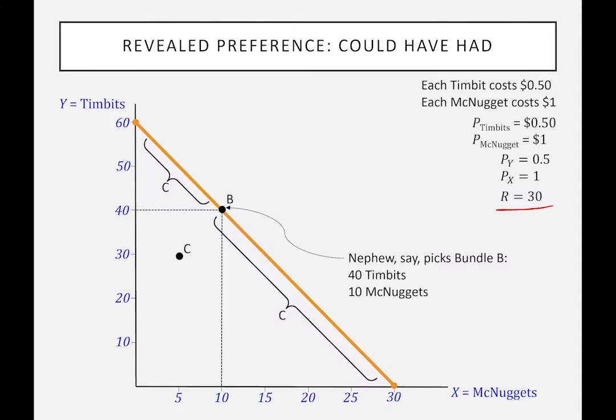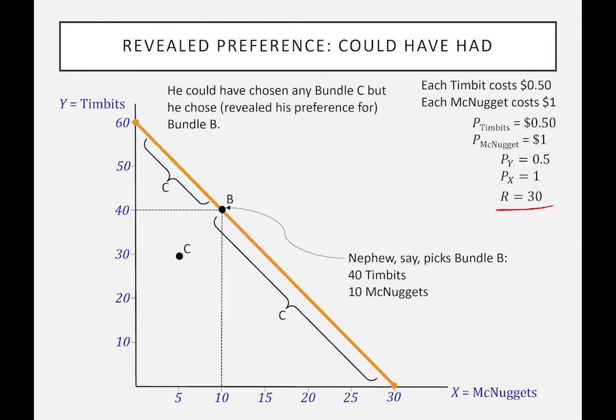And so as a result, we can conclude that bundle B is definitely better than any bundle C. That includes all the ones on the budget constraint. We can say that B must be better than any of the bundles C.